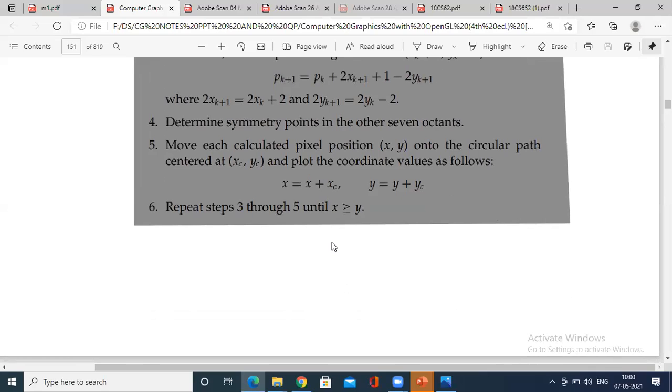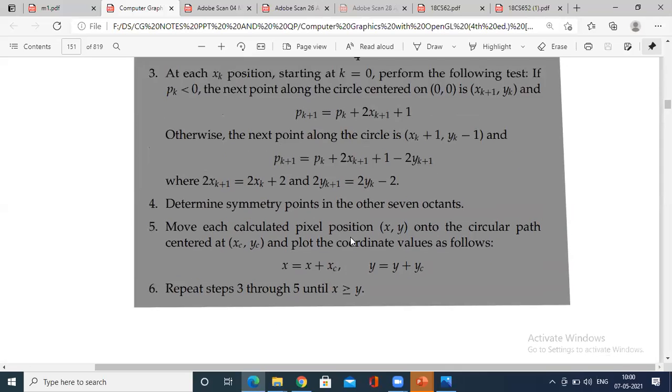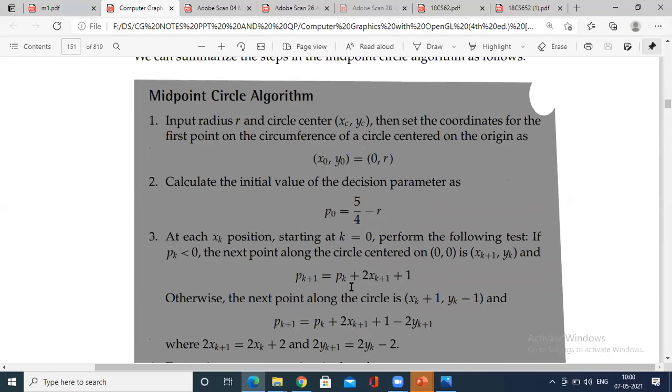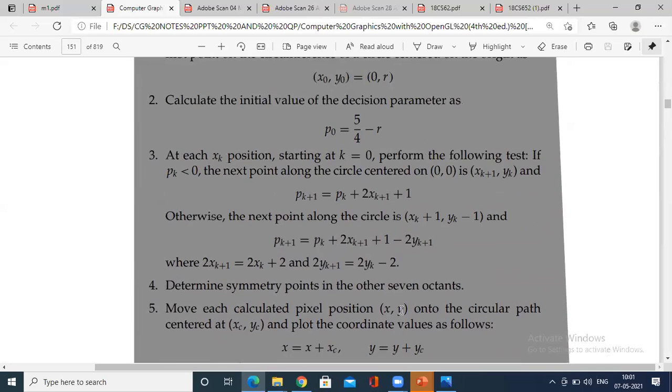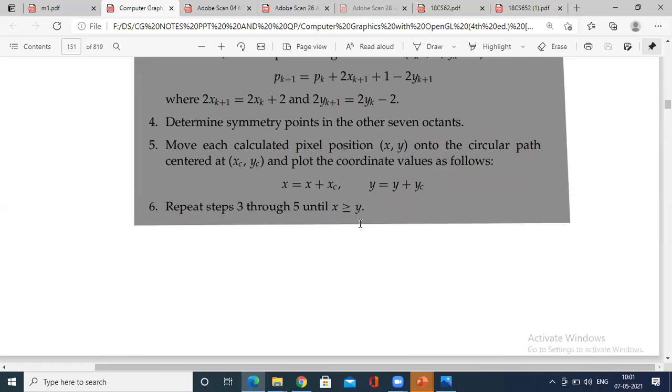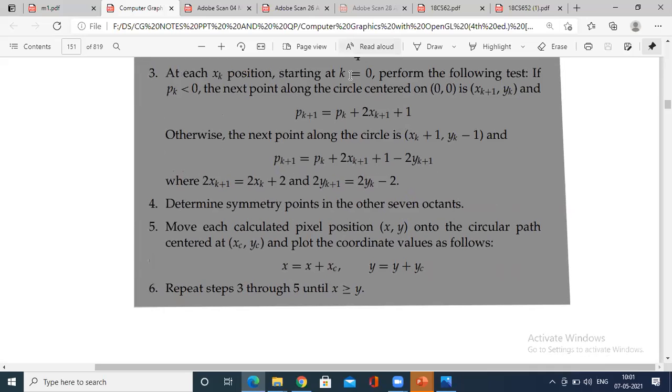Okay, so you have to repeat the steps until you reach x greater than or equal to y, because you started from 0 until it reaches r. What is the meaning of x greater than or equal to y? Why do you have to reach it? Because if this is an arc, you start like this. This point is 0 comma r.